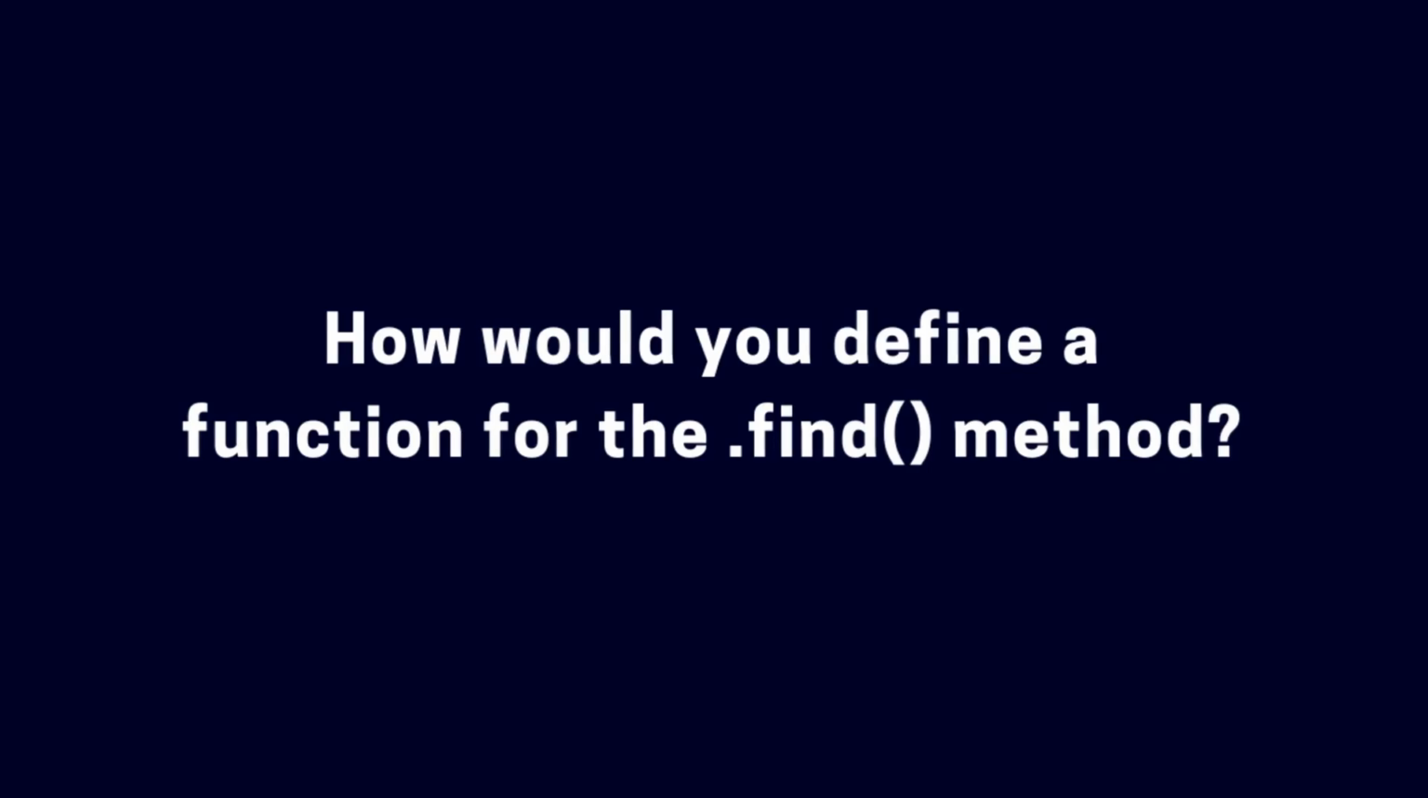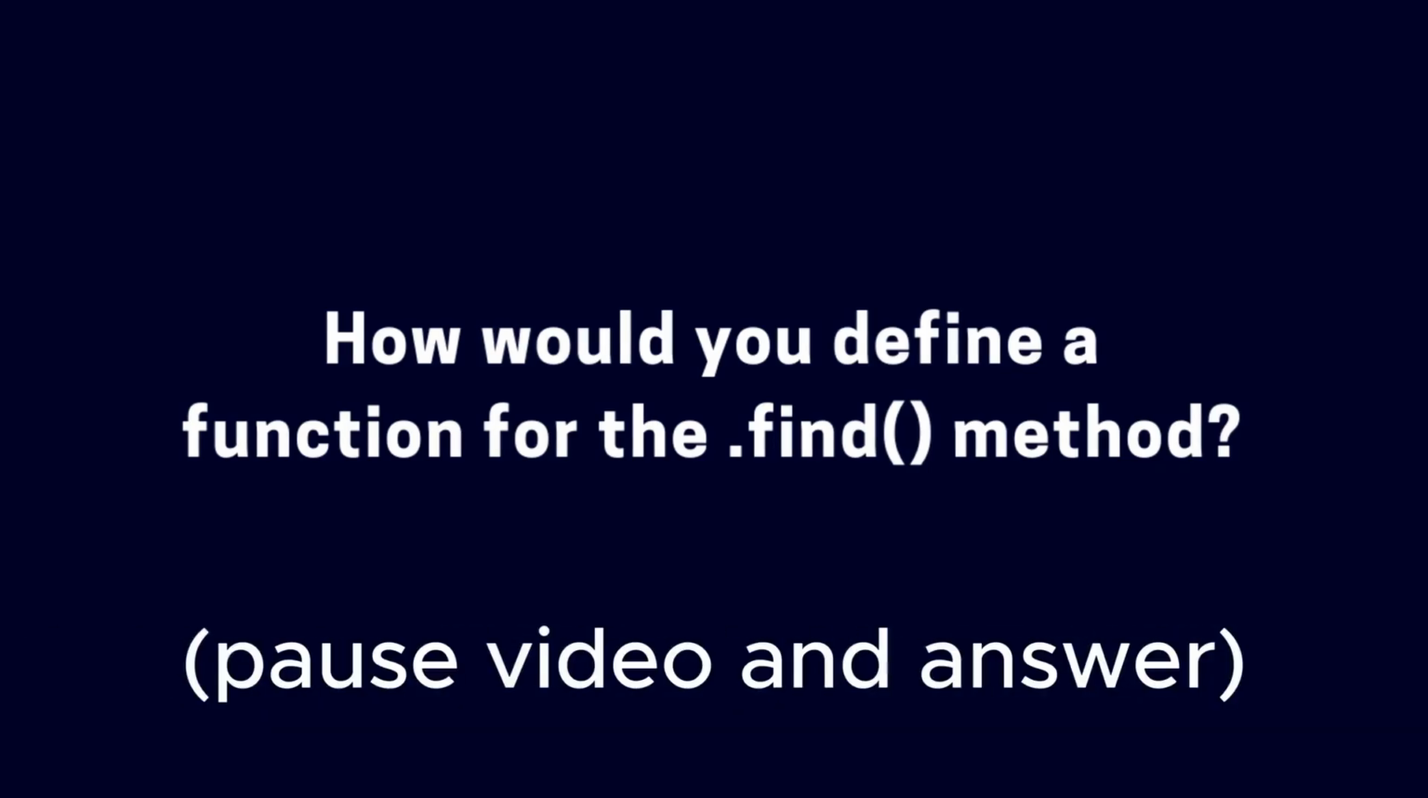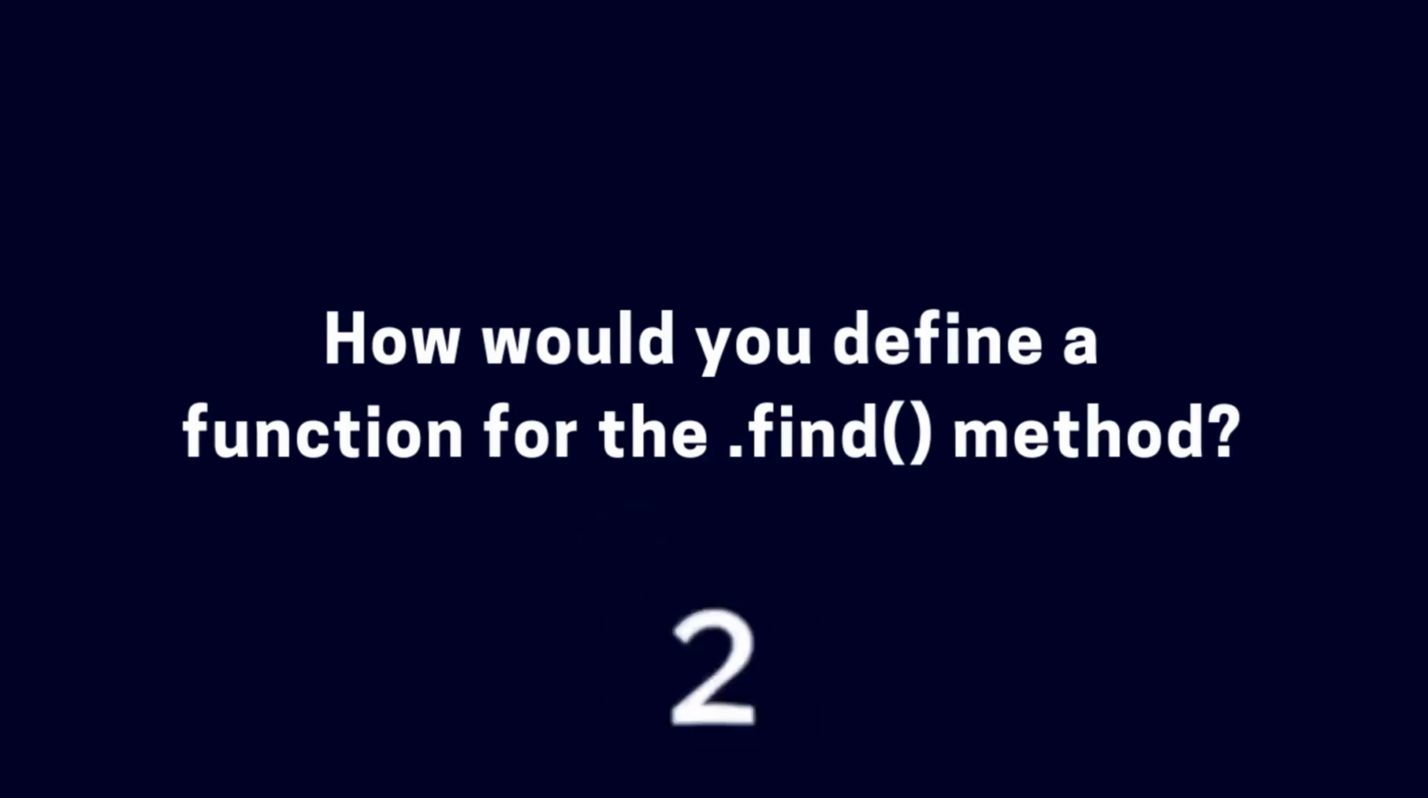How would you define a function for the .find method? The .find method is a method that exists for the array class and it is used in order to find an object. For the argument, you would specify a function. In this case, it would be a predicate function, meaning that it would result in true or false. You could use either an anonymous function or an arrow function in order to implement this.